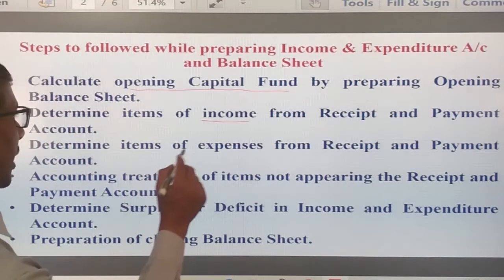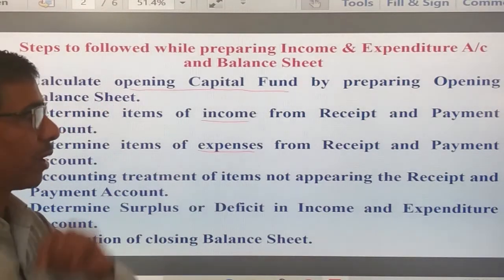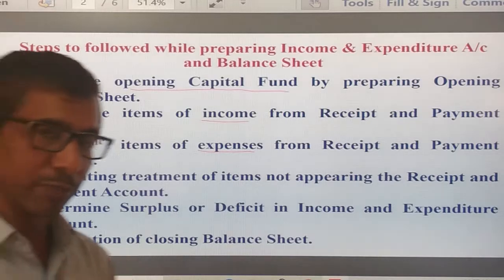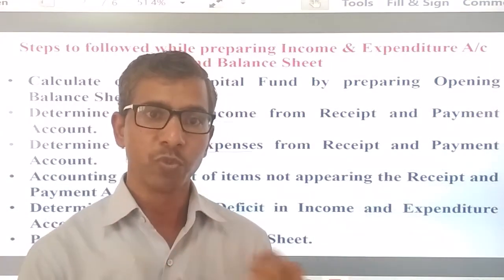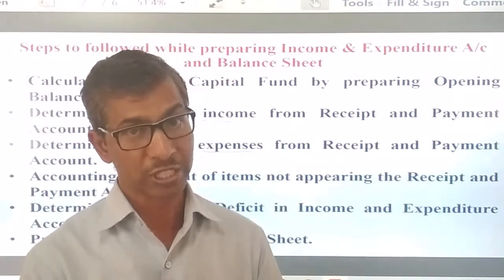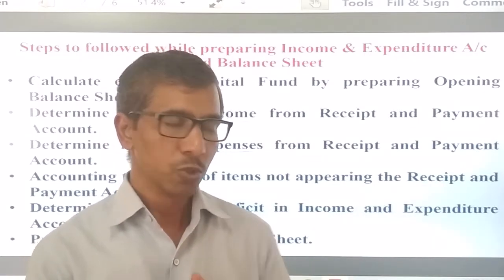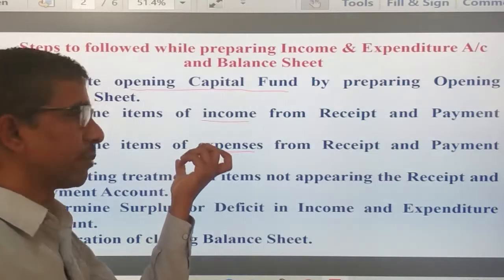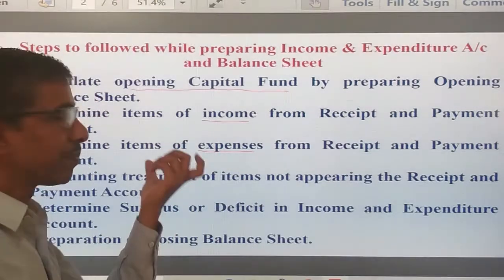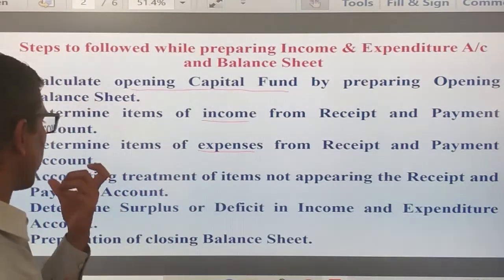In the same way, determine items of expenses from the receipt and payment account. From the receipt and payment account we will identify which items are related to expenses, meaning we have to identify revenue nature and capital nature items. These expenses we have to show in the income and expenditure account on the expenditure side, or you can say the debit side.